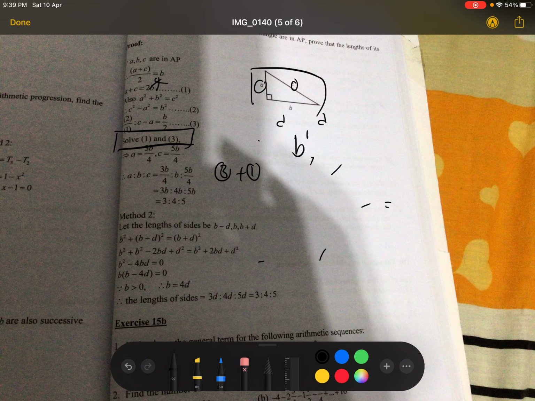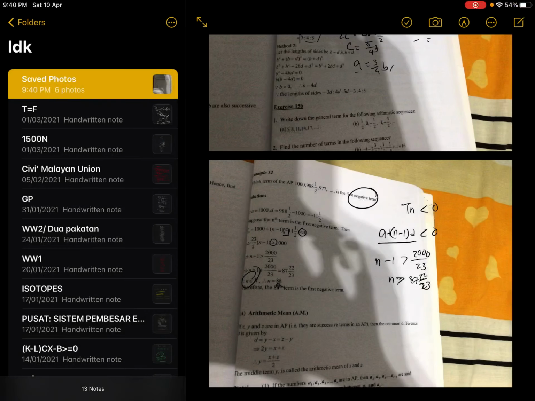If I were to do 3 plus 1, then I will get A plus C minus A. So 2C equals 2B plus B over 2. So that is, I believe, 5 over 2, then 2 brought down, so it is 5 over 4B. And then A equals 3 over 4B. So when you do that, you get a ratio of 3B over 4B to 5B over 4. Cross out the B because they're common, times it by 4. So it's 3, 4, 5, and that is the proof for the ratio.